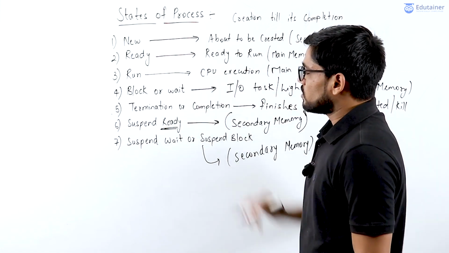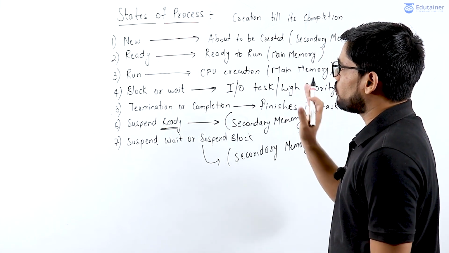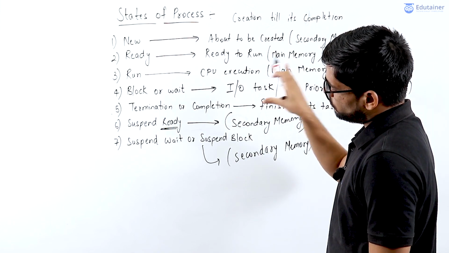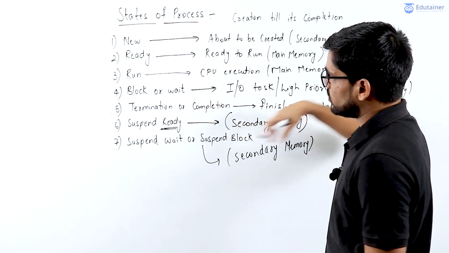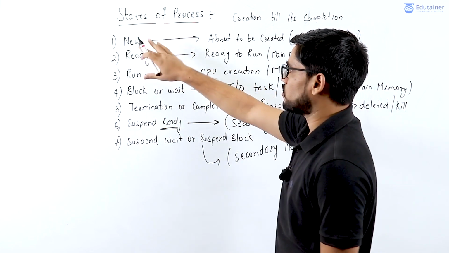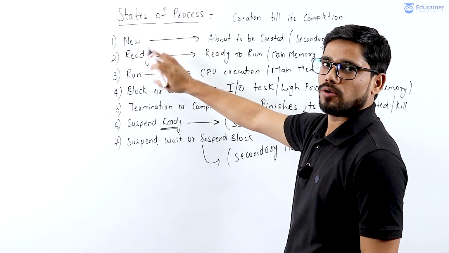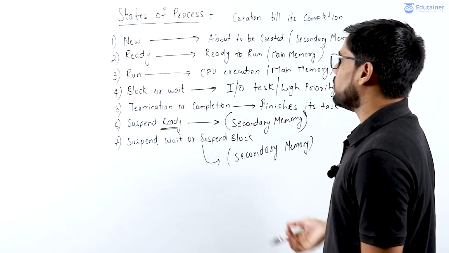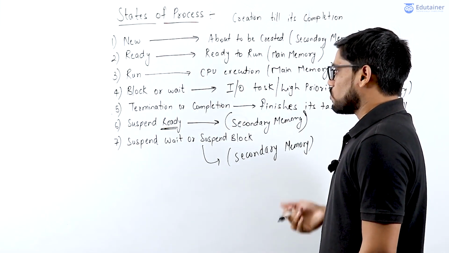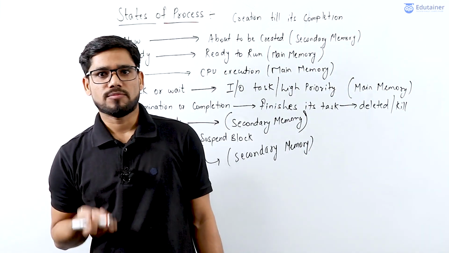So these are the process states. It will be more clearly visible if I draw the state transition diagram and show you how a process transits through its states, from new to ready or ready to run. Then it will be more meaningful. Okay, so in the next video we will see the state transition diagram of a process.